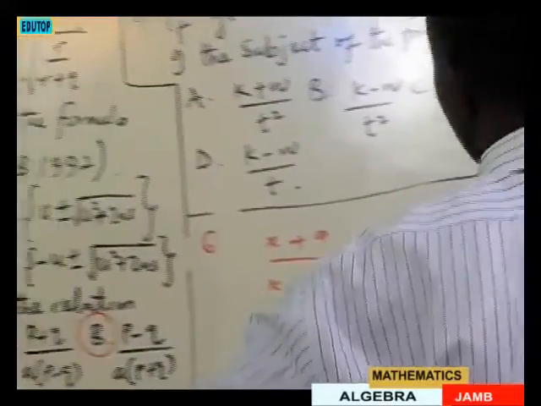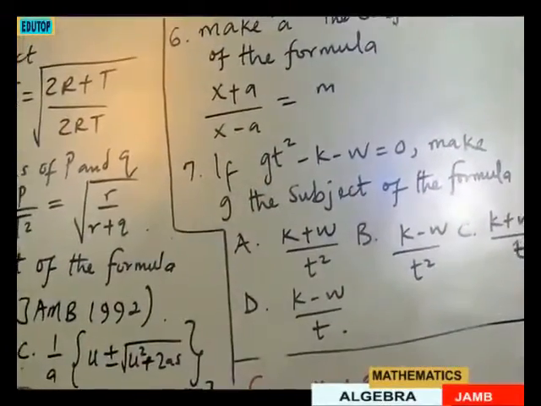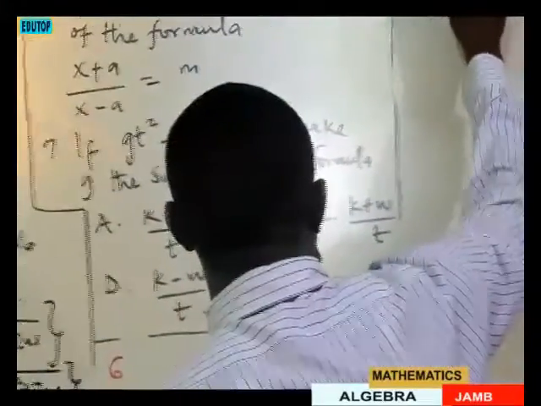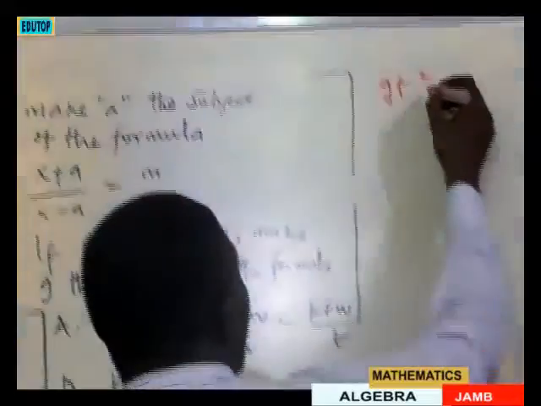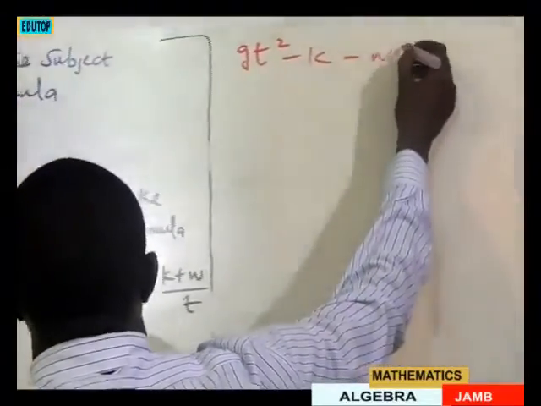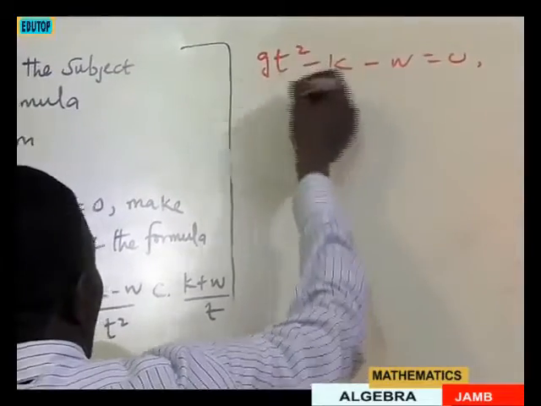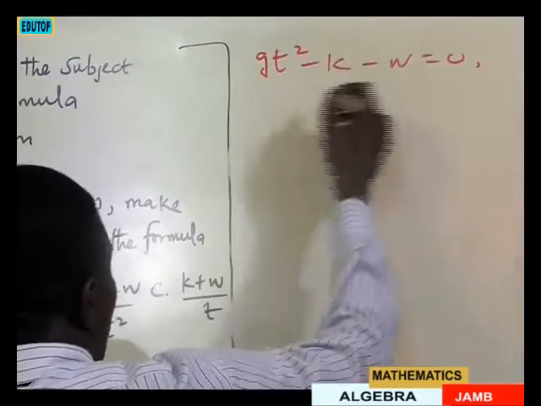Then the last one under this is: if gt squared minus k minus w equals to 0, make g the subject of the formula. So I have gt squared minus k minus w equals to 0. Make g the subject of the formula. So I have to protect this g term. That means I need to transfer this on the other side.